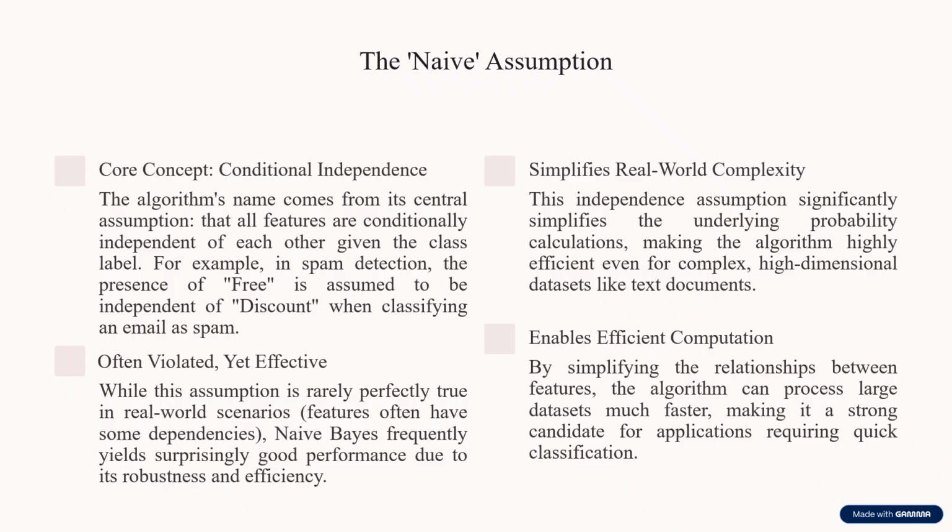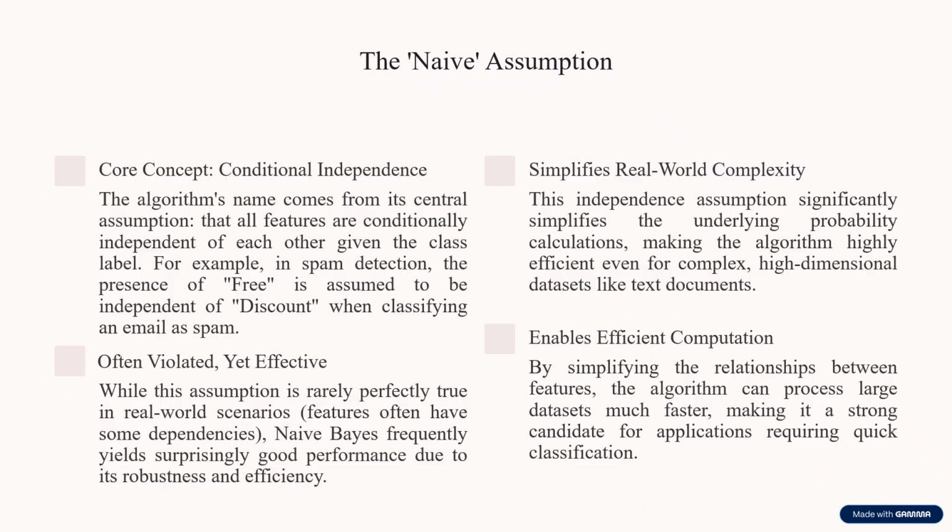For example, in spam detection, the presence of "free" is assumed to be independent of "discount" when classifying whether an email is spam or not. Often violated means that while this assumption is rarely perfectly true in real world scenarios, where there are some dependencies, Naive Bayes frequently yields surprisingly good performance due to its robustness and efficiency.